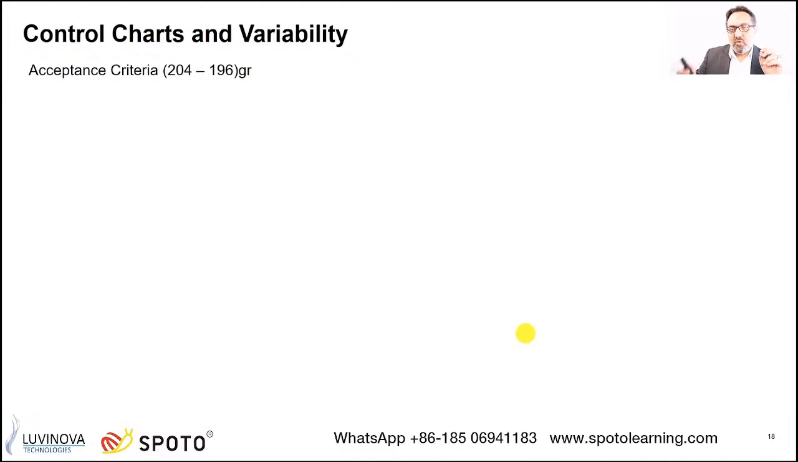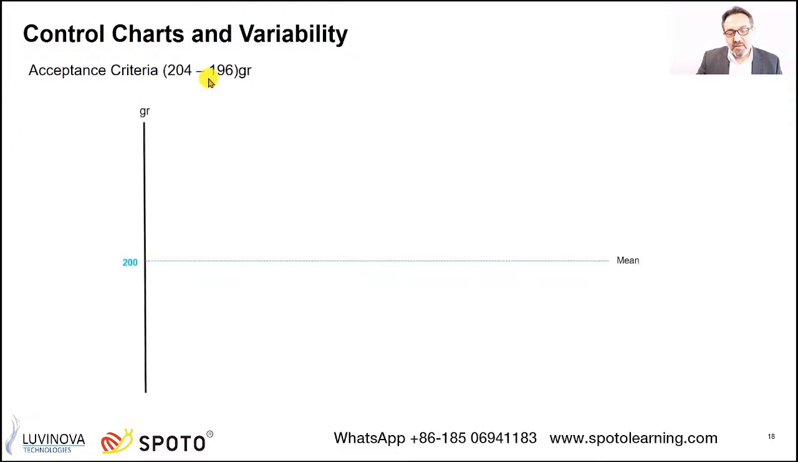Let's see, as we said, we need to deliver this small device as a deliverable from our project. Now, with the agreement with the customer, which we have in the contract, this is the main idea, talking about the acceptance criteria for these deliverables. We agreed to have the weight for these devices between 204 to 196 gram. This is the range that we accept. This is my acceptance criteria, because based on this range my customer is going to accept or reject my deliverables.